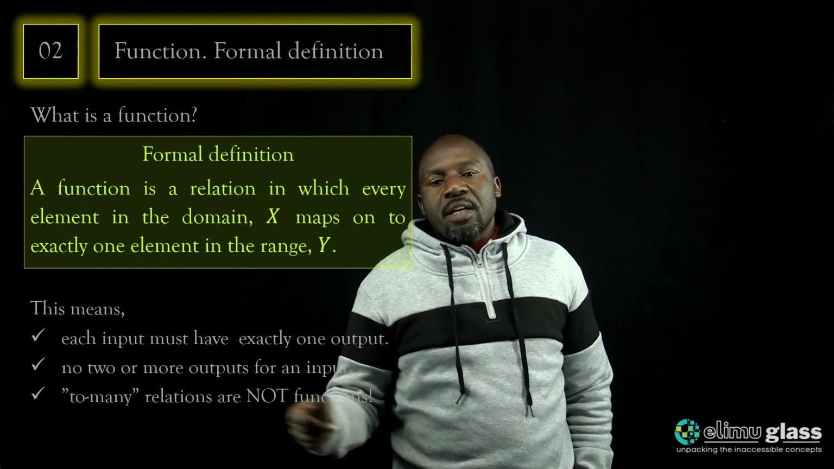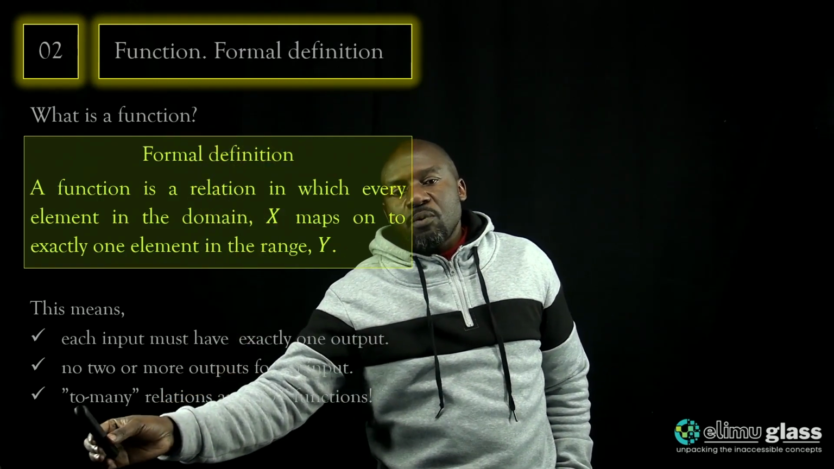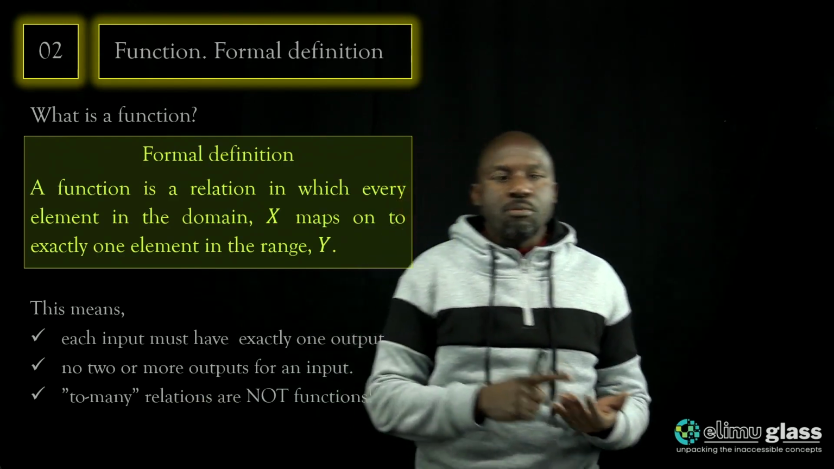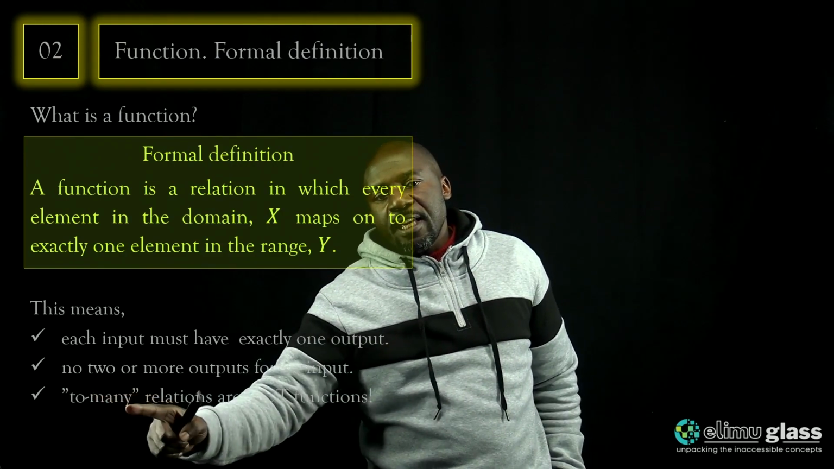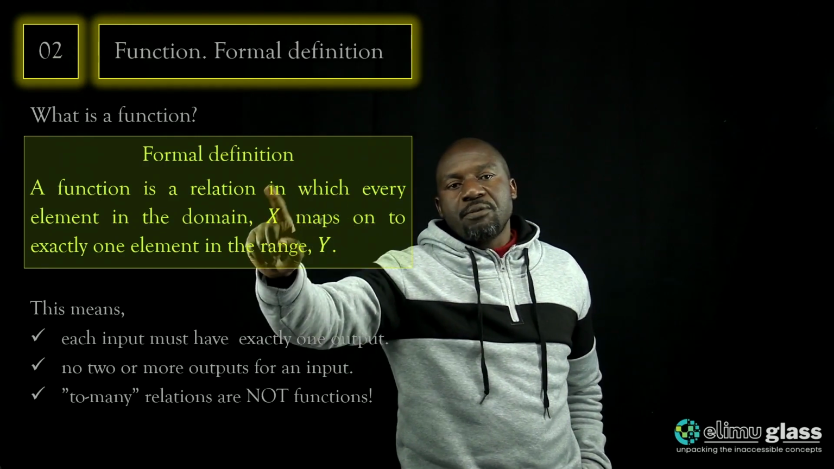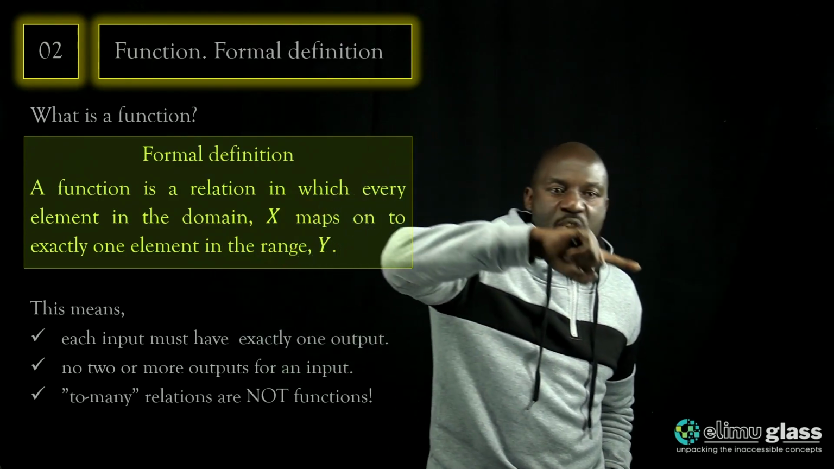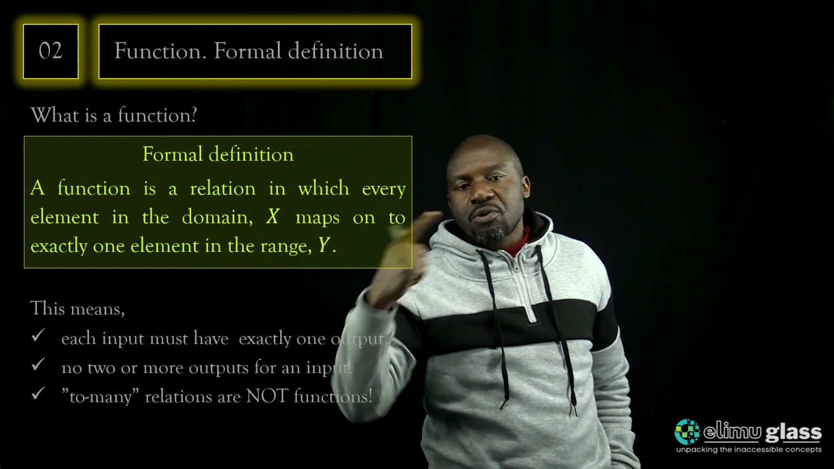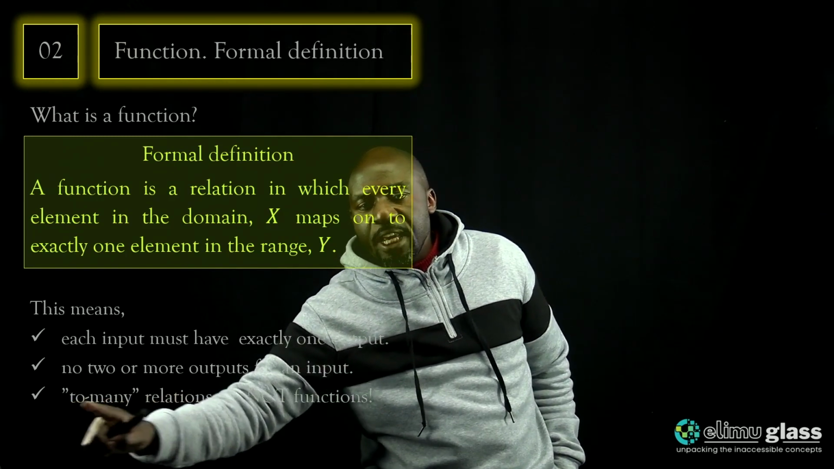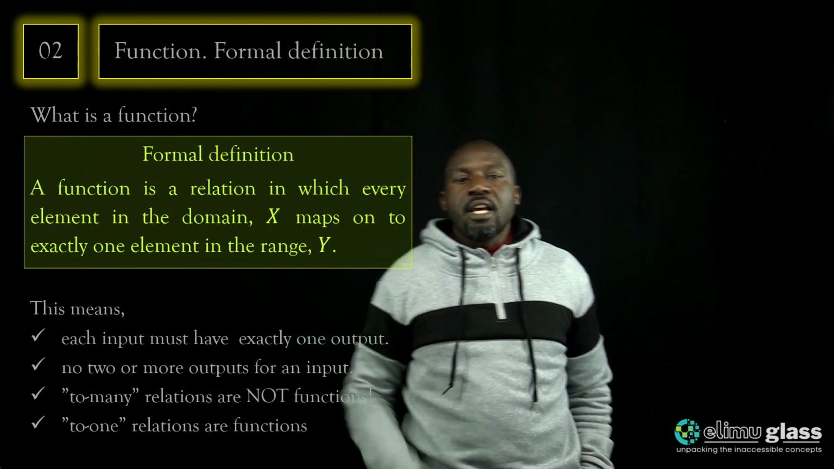Which is to say that if a mapping, the ones we looked at previously, ends with too many, so we had 1 to 1, then we had 1 to many, if it ends with too many, then it's not a function because it's mapping onto more than one, when a function is defined as any relation in which every input maps onto one output. So it has to map onto one output for it to be a function. If it's mapping onto too many, then it is not a function. If it is mapping onto one, then it is a function.